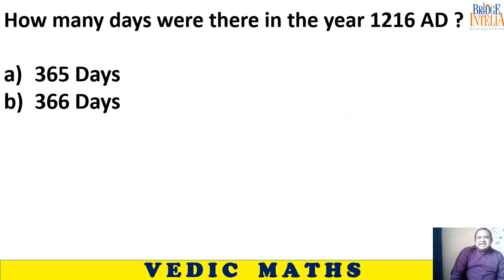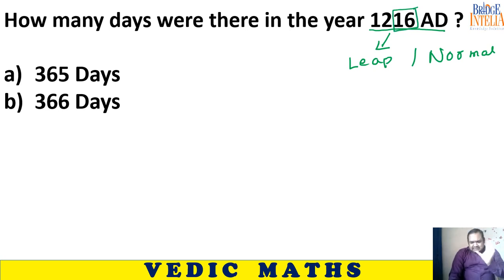Now, how many days were there in the year 1216 AD? So 1216 AD, whether it is leap or whether it is normal, how can we decide? Pick the last two digits. Here I can pick the last two digits, because the only exception is that I cannot pick 00, but there is no 00 here. There is 16, so I can pick 16.